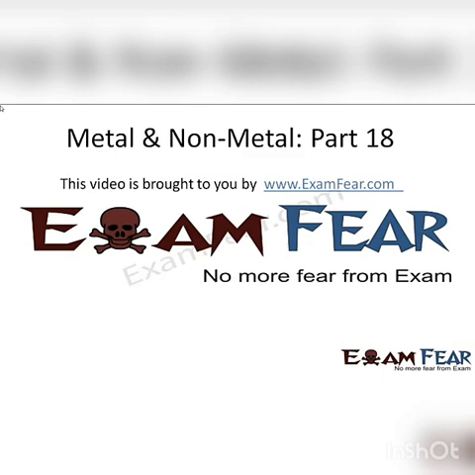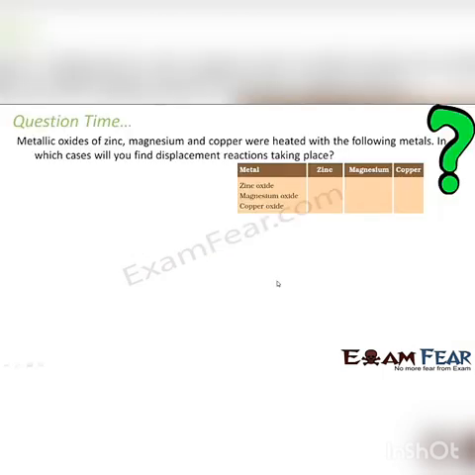Before watching this video, please make sure that you have watched part 1 to part 17. So the question says the metallic oxides of zinc, manganese and copper are heated with the following metals. Which of these will have a displacement reaction?